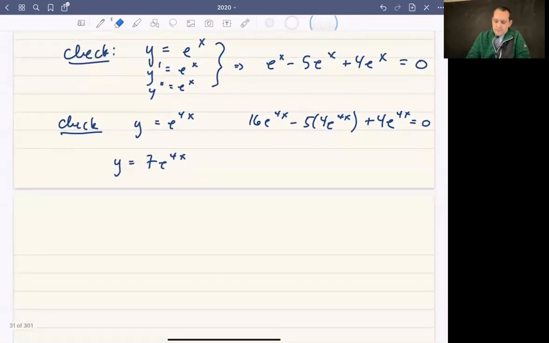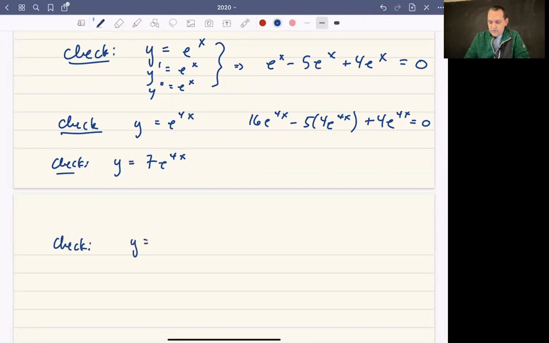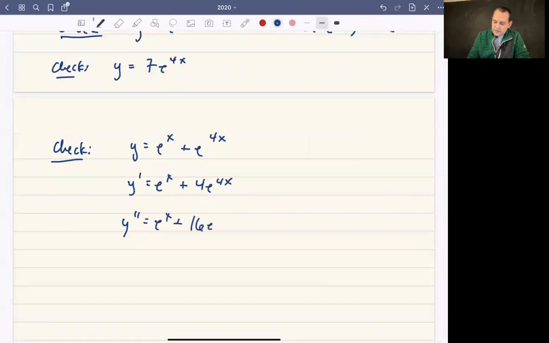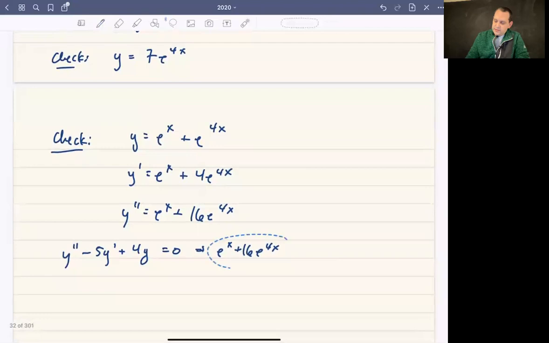One other thing to check is that if you add the two solutions, you get another solution. So you can also check that if you have y equals e to the x plus e to the 4x, that's also going to be a solution, because what's the first derivative? Well, y prime is e to the x plus 4e to the 4x, and y double prime is e to the x plus 16e to the 4x. And what you can do is you can look at y double prime minus 5y prime plus 4y equals 0, and that's going to be e to the x plus 16e to the 4x, minus, I better put this on a new line because I'm going to run out of room.